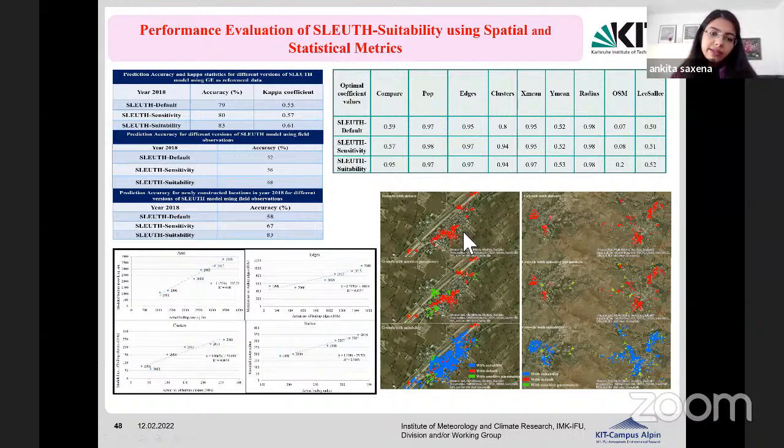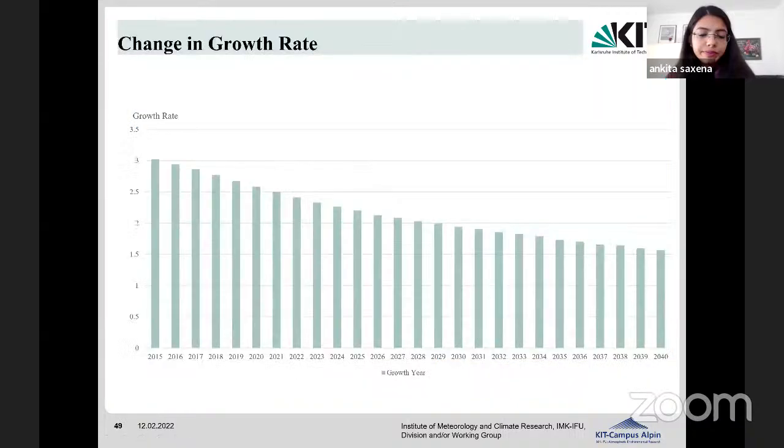We can see that it is an urban cluster, and the default model is simulating just a few pixels of urbanization, which later improved with the sensitivity model, and significantly improved with the land suitability, this blue. So it is completely able to capture the cluster. And as for the urban growth rate, it is going to increase in future also, but the rate will be slightly narrowing down in future.